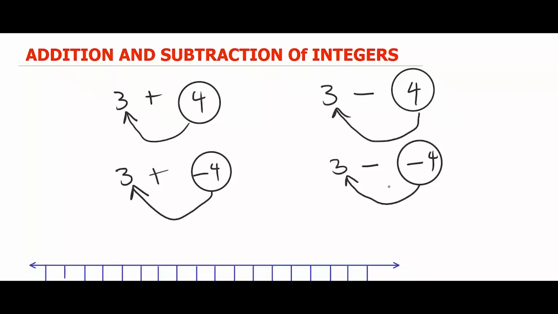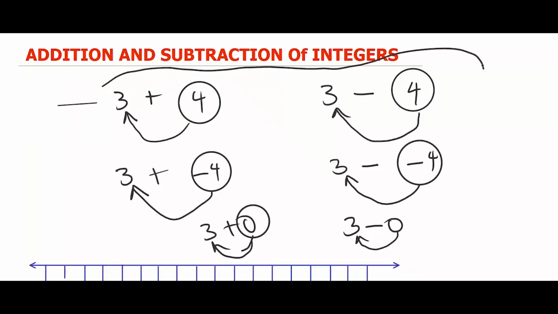Then the third one is the addition and subtraction of 0 to an integer. In this case, if you have 3 plus 0 or 3 minus 0, here you are adding 0 to this integer, and here you are subtracting 0 from this integer. Mind you, 0 can neither be positive nor negative. It is always neutral because it is the separator between the positive and negative integers.